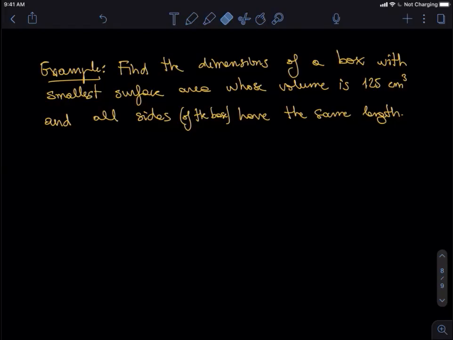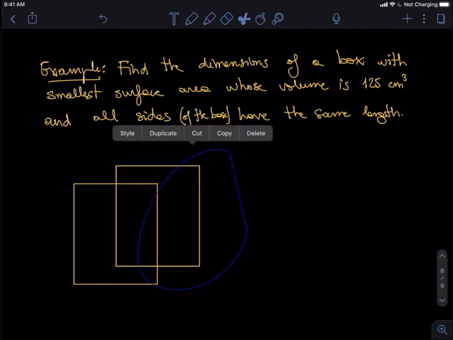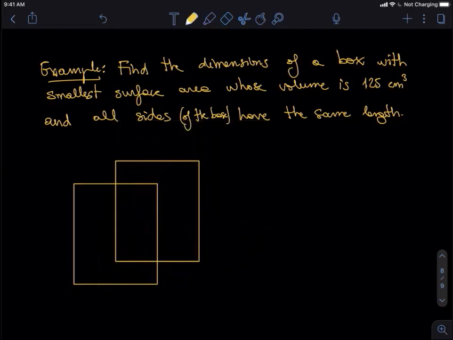In this example, we are going to find the dimensions of a box with the smallest surface area, whose volume is 125 cubic centimeters, and all sides of the base have the same length. So let's get a picture. We are going to draw, it's a box, so we need a rectangular prism.